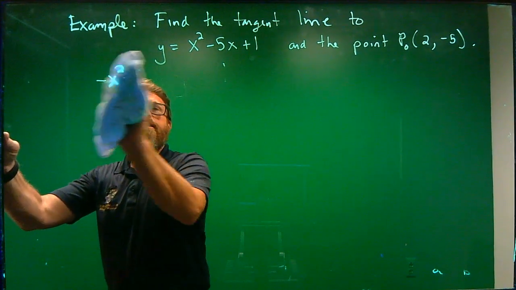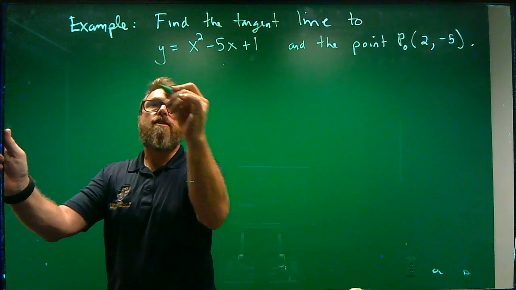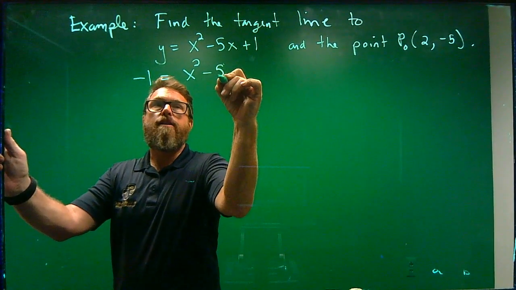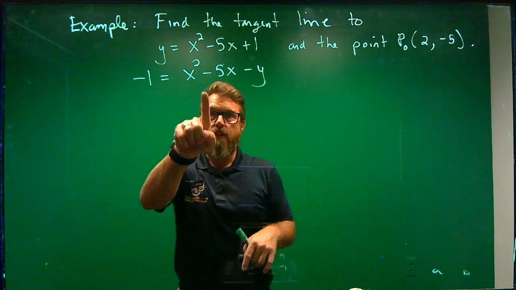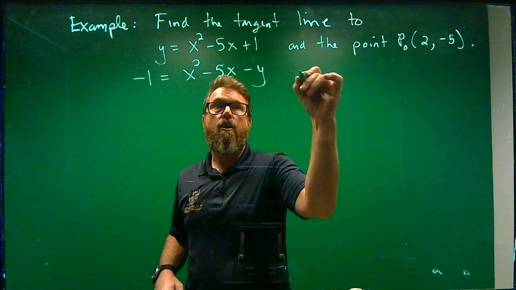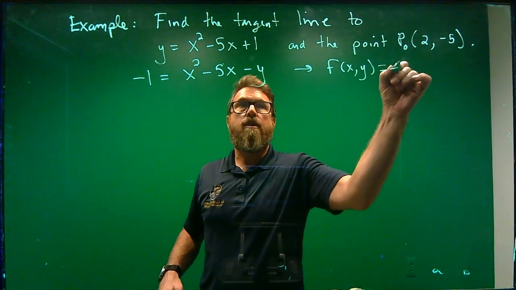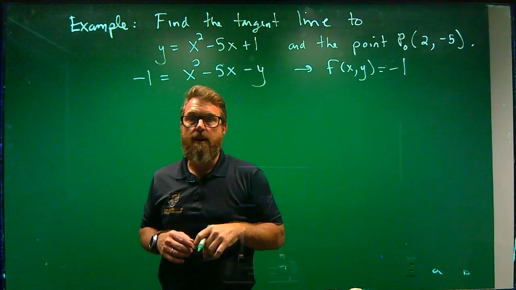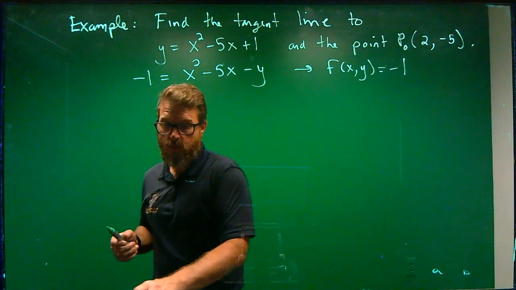So let's do that, because it tends to have a derivative of negative 1. We'll send everything to the other side. Say negative 1 is going to be equal to x squared minus 5x minus y. So it's our choice. Really this is going to be our curve, so f of x, y is equal to negative 1. And whatever this looks like graphically, I don't need to graph it. I know the geometry of why this works.